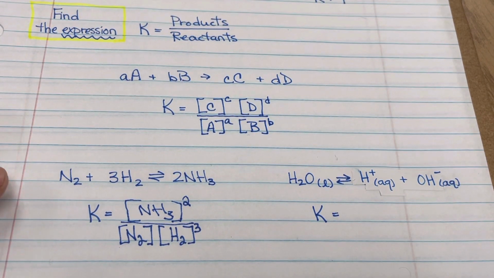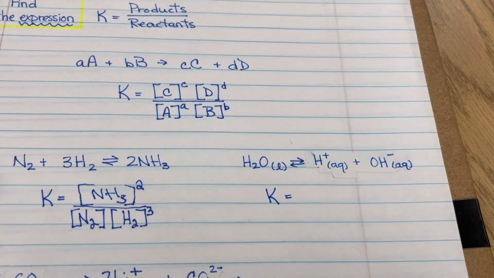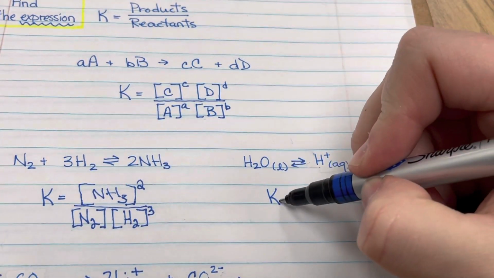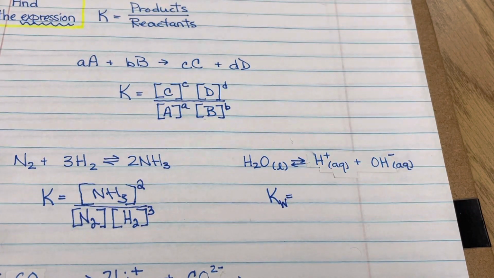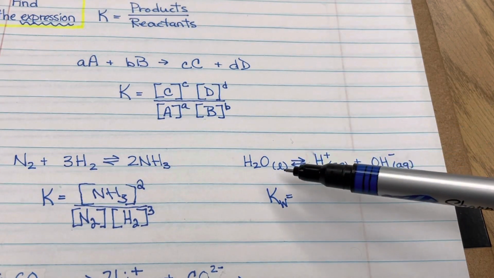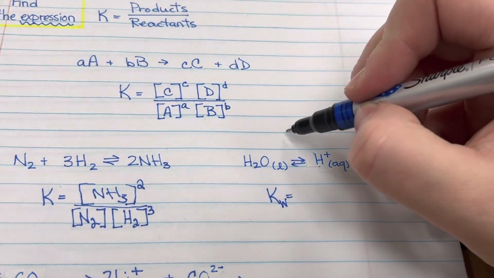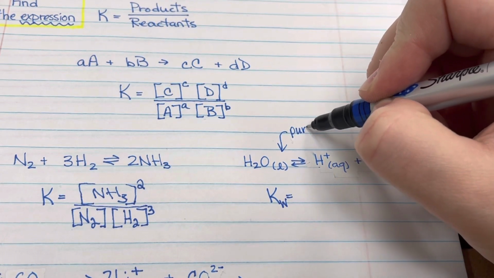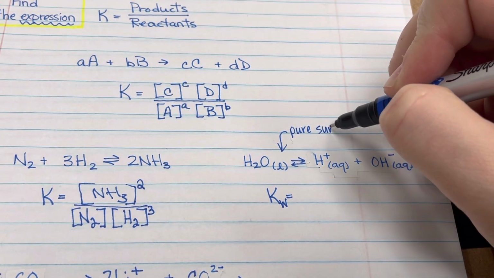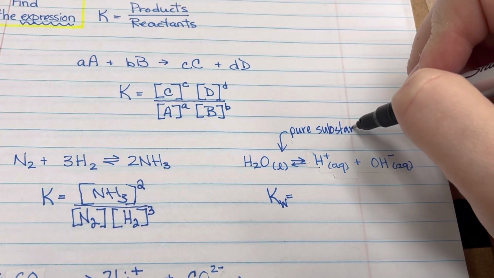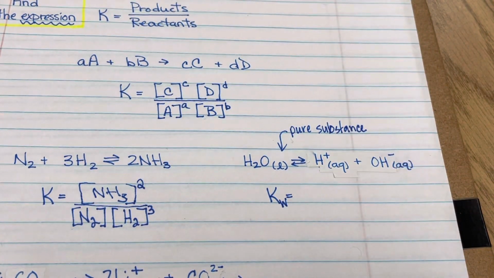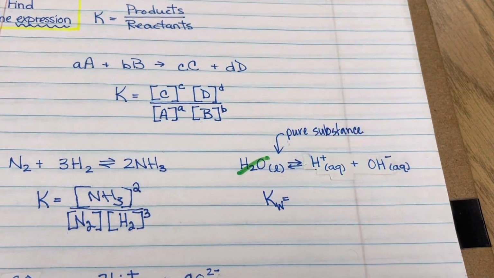Now, the second one I want to look at is what we classify as a Kw. The reason is because this is for water. Now, looking at this, we have a slight issue. We have a liquid. Liquids are classified as being a pure substance, which means we don't need to use it. So instead of putting it into my K value, we are going to simply cross it off and not use it. Instead, we're going to use that hydrogen ion and the hydroxide ion in our expression.